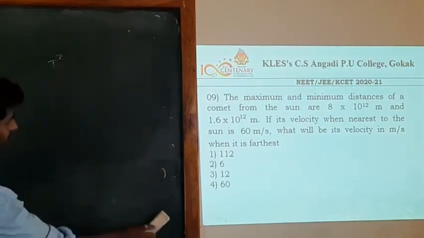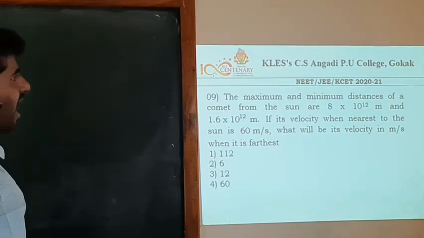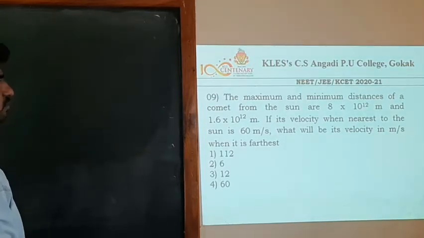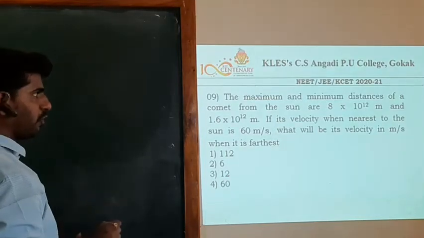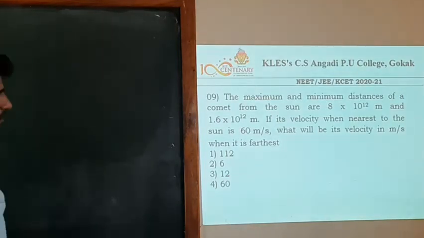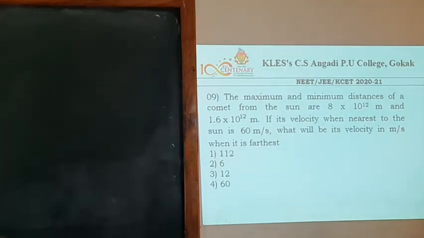The maximum and the minimum distance of a comet from the sun are 8 into 10 to the power 12 meter and 1.6 into 10 to the power 12 meter. Maximum distance is 8 into 10 to the power 12. Minimum distance is 1.6 into 10 to the power 12. If its velocity when nearest to the sun is 60 meter per second, what will be its velocity in meter per second when it is farthest?